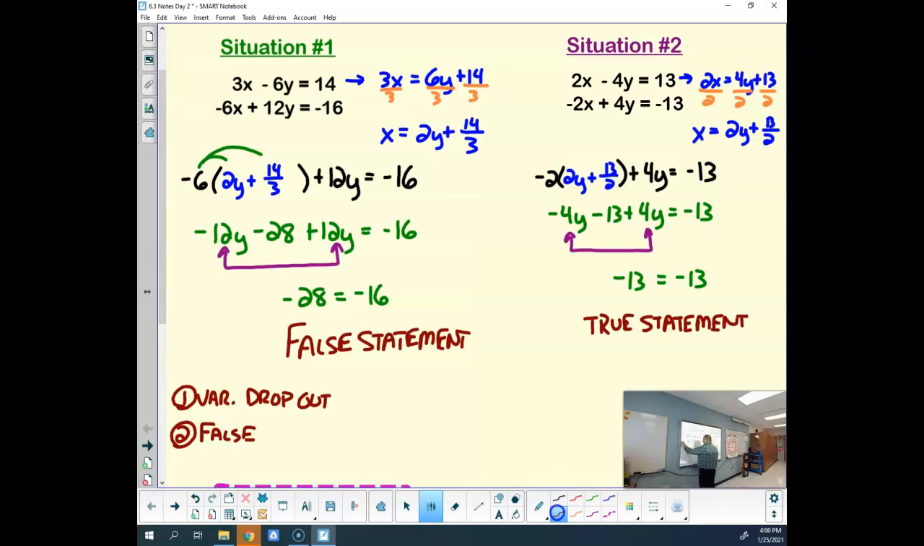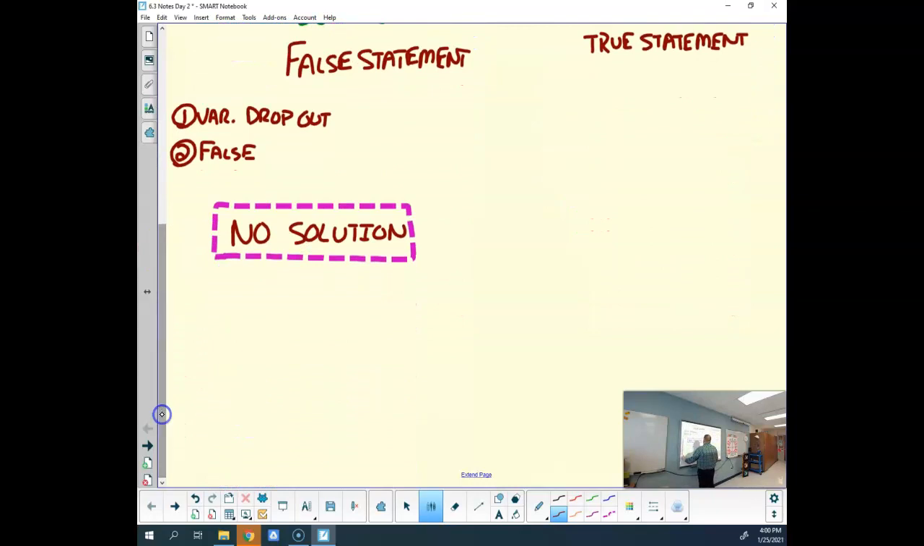And since that is a true statement, with the variables dropping out, that would become an infinite solutions case.